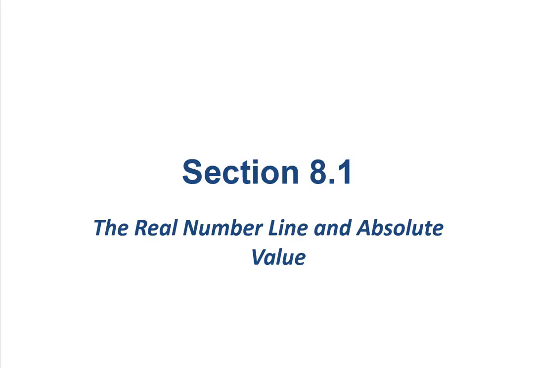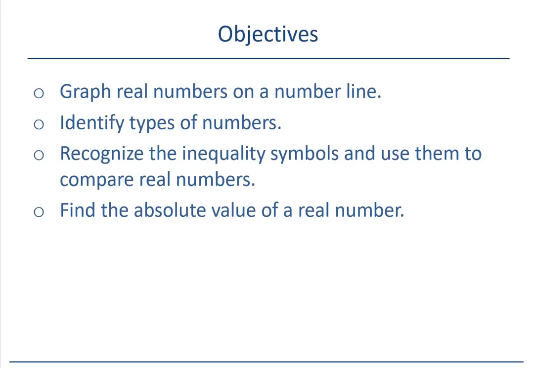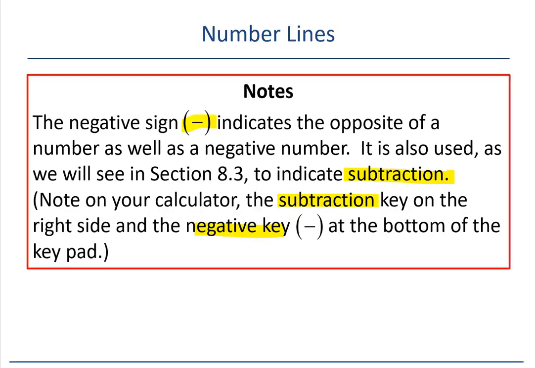Alright, section 8.1, the real number line and absolute values. Let's see what you're going to be looking at. Our objective for this lesson is going to be to graph real numbers on a number line, identify types of numbers, recognize the inequality symbols and use them to compare real numbers, and find the absolute value of a real number. So let's jump right in. I got some things highlighted here for us.